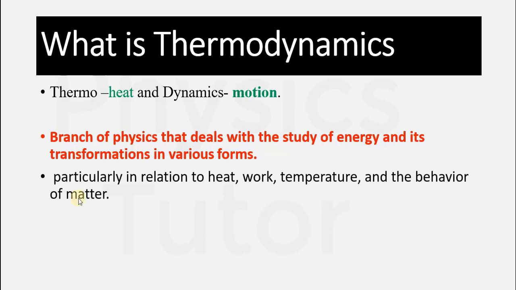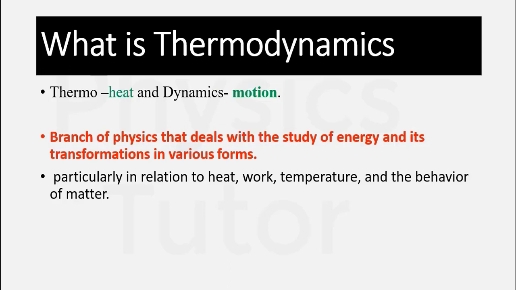For example, we see these in relation to heat, work, temperature and the behavior of matter. In simple words, if we have a cup of tea and we take it into a room, after a few minutes it will cool down. So where does the energy go? The energy goes into the surroundings. That shows heat and its motion. When the cup of tea was hot, its energy was very large. But with the passage of time, this energy transferred to the surroundings. So this is the motion of heat that is shown in thermodynamics.